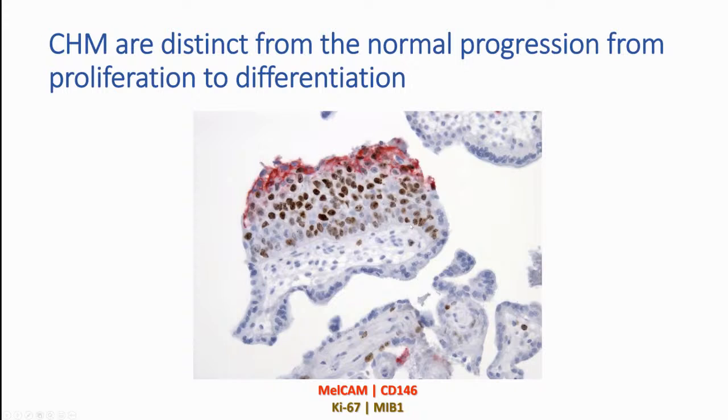This is an early elective termination. You can see a villus that has this polarized proliferation. The marker is Ki-67, so you can see where the proliferation is. And at the tip of these, cells leave the cell cycle and terminally differentiate, partly by expressing a cell adhesion molecule, CD146 or Mel-CAM, which is also expressed in smooth muscle in the myometrium and in the vascular wall. And that's how they do their invasion.